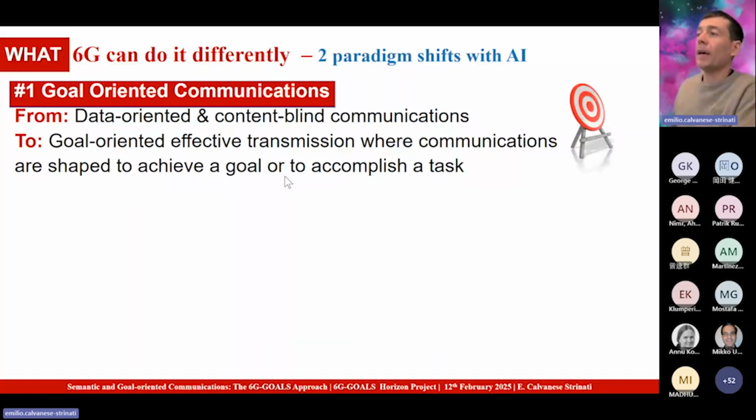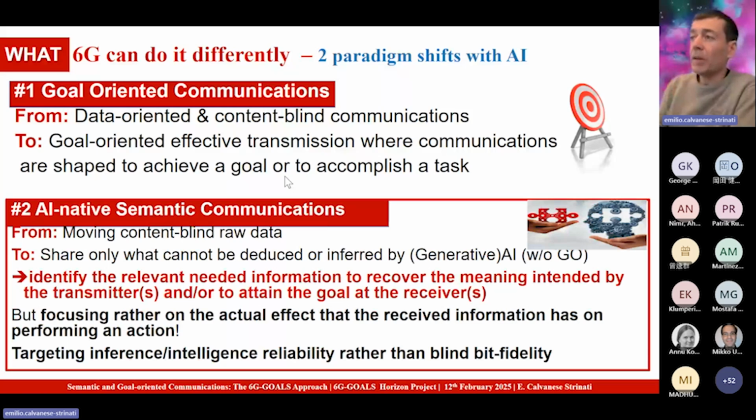And the second part is what we call AI-native semantic communication, as I said before, where we move from content-blind raw data teletransportation to sharing only what cannot be deduced or inferred by AI, which can be generative or not generative. It can be with a goal or without a defined goal. So different cases are possible.